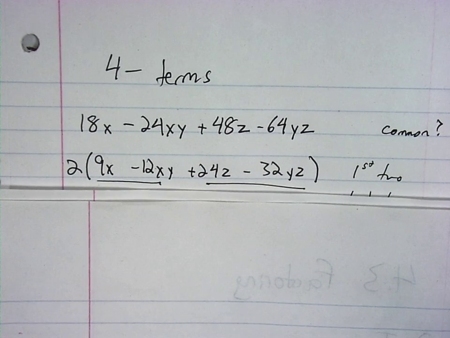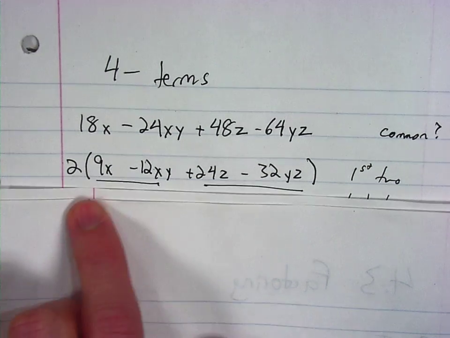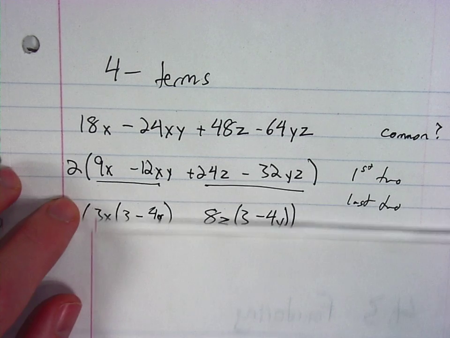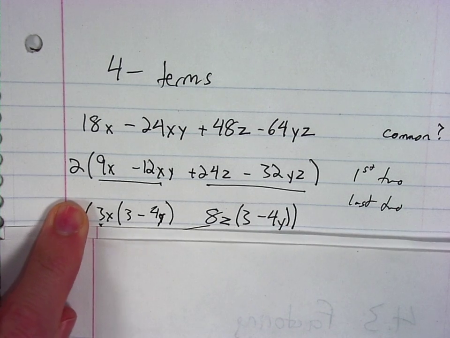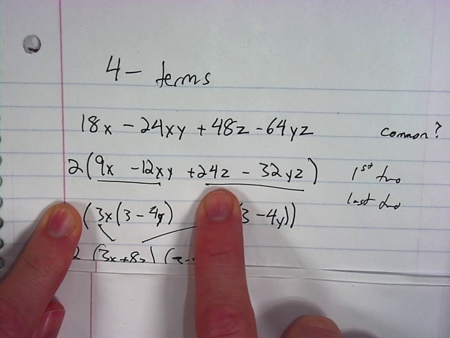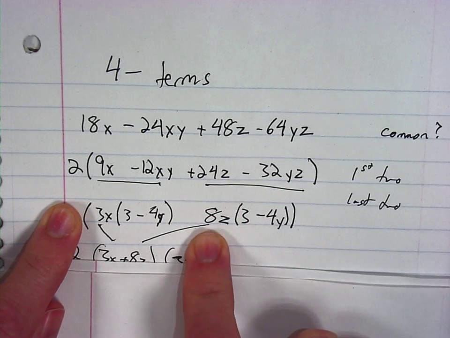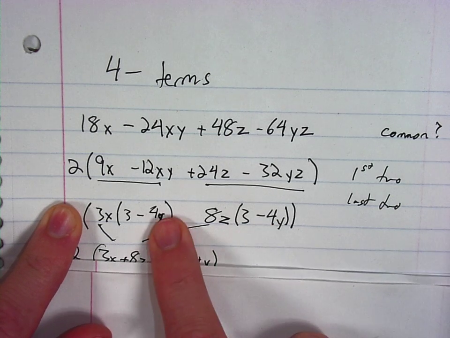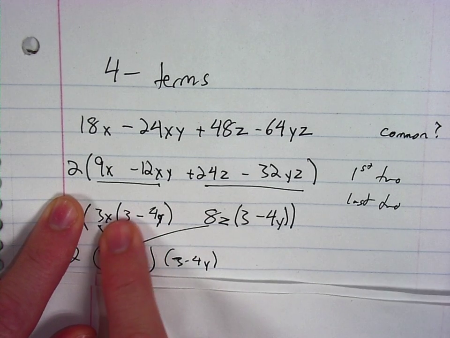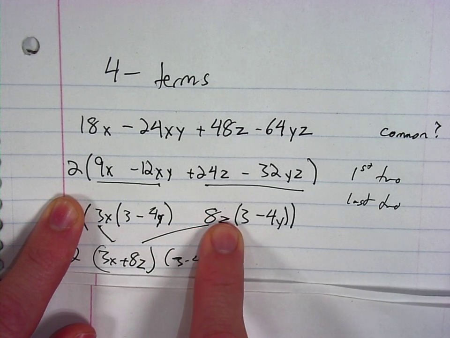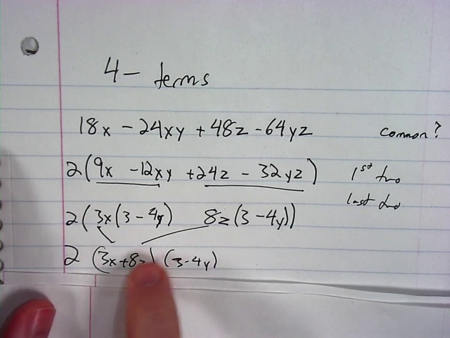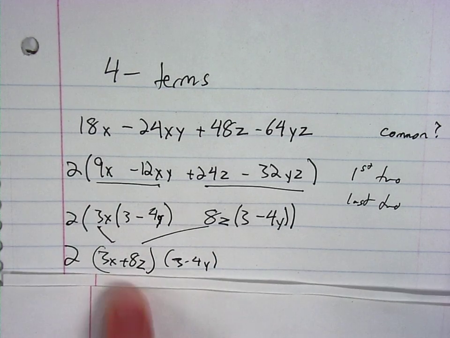Whenever we have 4 terms, we go first 2, last 2. Okay, we just skip to that step, first 2, last 2. We factor out what's in common in the first 2. That's a 3x. And I'd be left with 3 minus 4y. What's common to the last 2? I could divide them both by 8z. And then I would have a 3 minus 4y. My 3 minus 4y matches both. That's good. So I have 3x and a positive, so plus 8z. And then on my other one, 3 minus 4y. And don't forget your 2 from the very beginning.